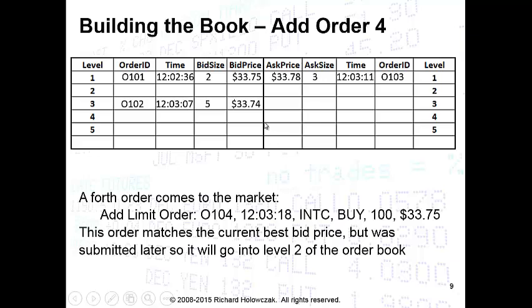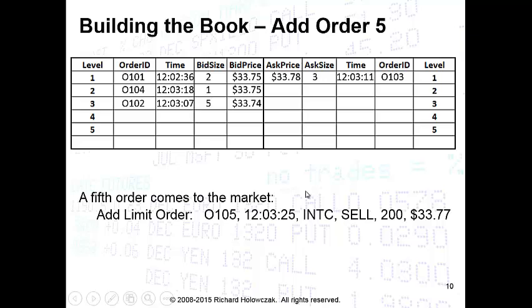So the first thing that should happen is order 102 will get moved down in the book, and then order 104 will get inserted here just above it. And so in this way, order 102 got pushed down and order 104 gets put into the market. And why is this? Because we're maintaining a strict price and then time priority.